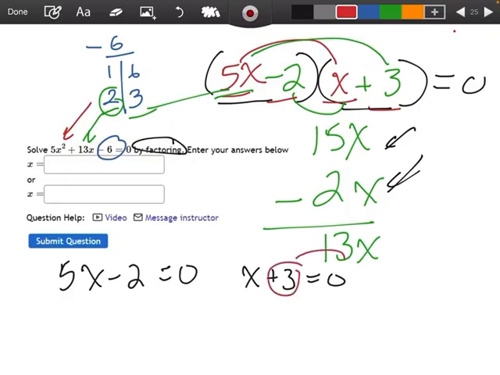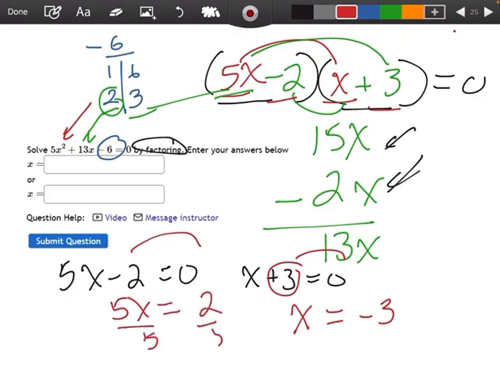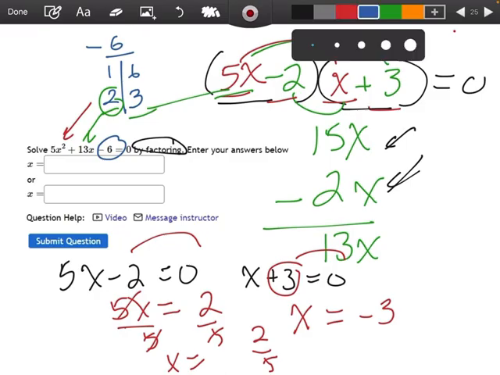Remember, y'all, if I move that 3 over, all it does is it changes the sign. So my first answer is negative 3. If I move that 2 over, change the sign, it becomes positive. Now divide everything by 5, then we get x equals 2 over 5, okay? Sorry, I know that's a little messy. Let's fix that a little bit. Boom, 2 over 5.